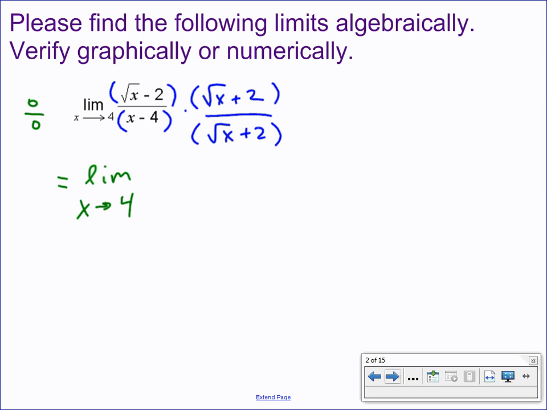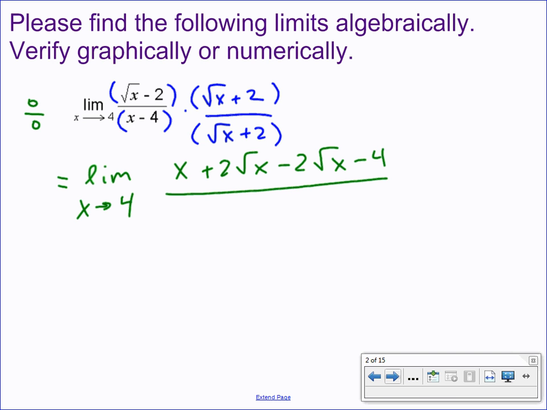Some people lost points for notation on their test if they dropped this limit notation. That's what allows us to cancel out that factor ultimately so that we're able to evaluate this algebraically. So here we go: first, outer, inner, last, all over, and then don't distribute.